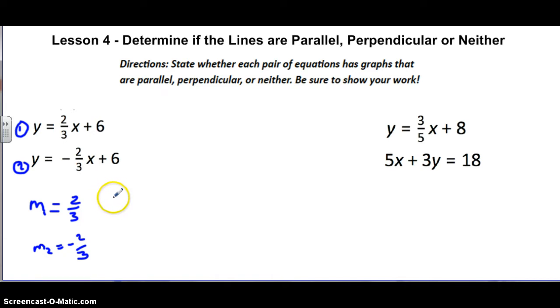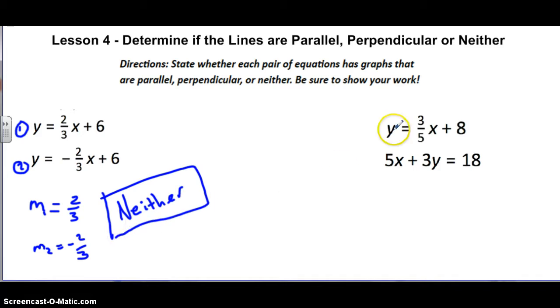If they were perpendicular, they'd be negative reciprocals of each other. Now, they are negative, but they're not reciprocals. This would have to be 3/2. So it's not perpendicular either. The only possibility that leaves me with is neither, or neither, depending on how you like to say it. I don't really care.